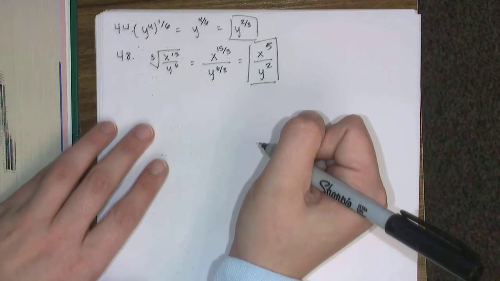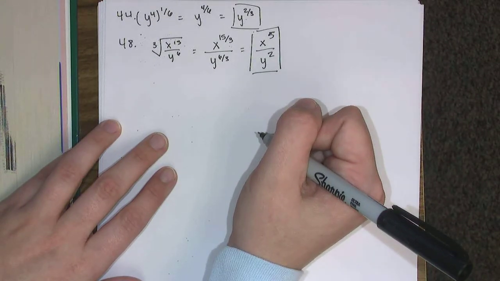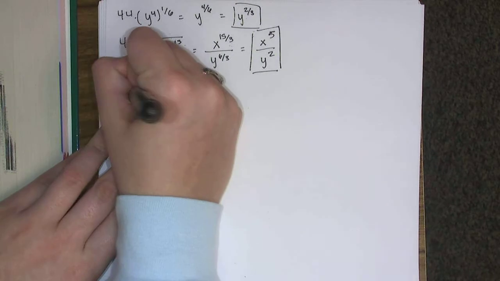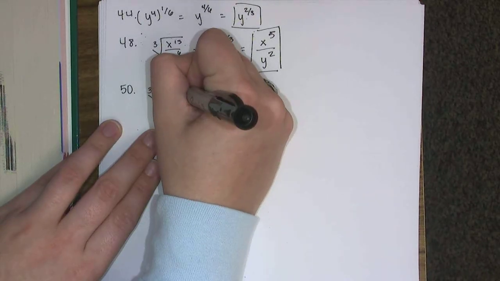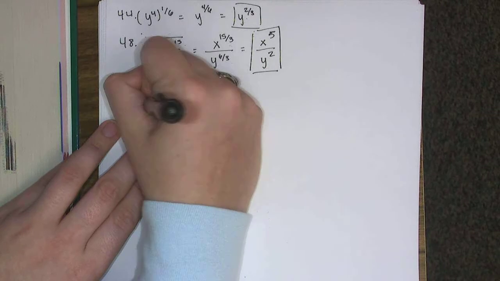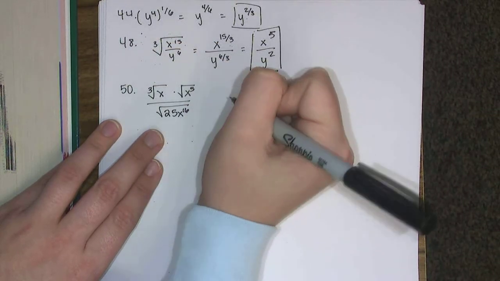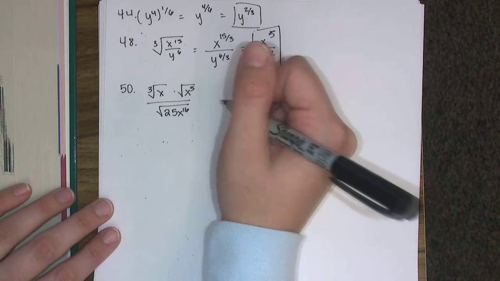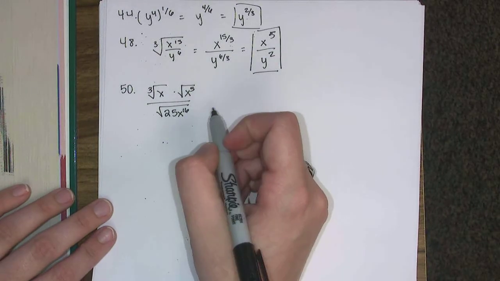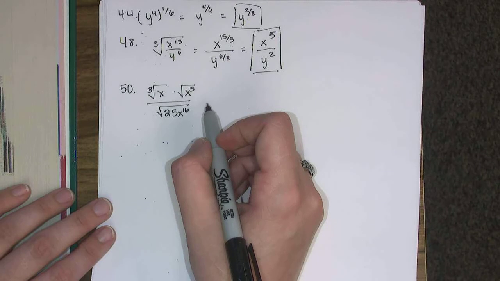Number 50 is something we have not talked about yet, so we'll take a minute with that one. So the cube root of x times the square root of x to the 5th, all over the square root of 25x to the 16th. Something we had not done yet, but that we can do, is rewrite these to be able to combine them. I guess we sort of did without realizing it. But I'm going to rewrite these as fractions.